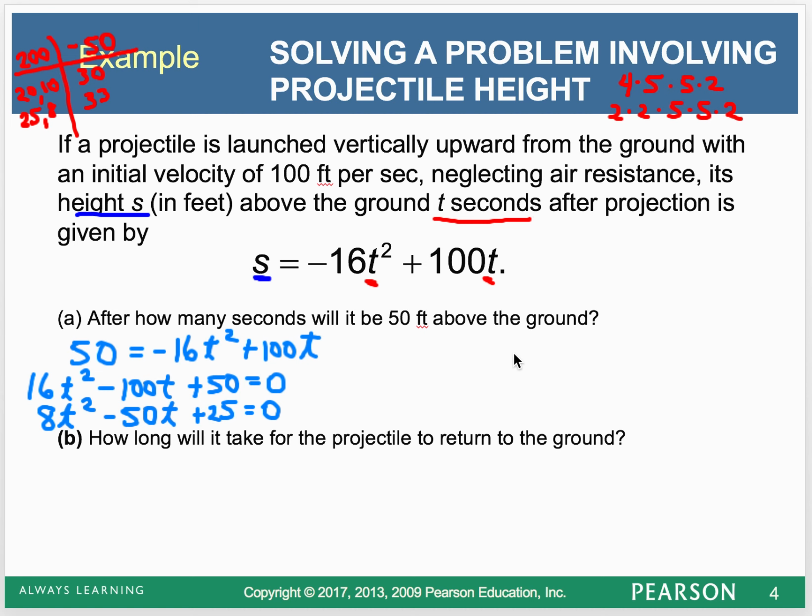Okay, so if it doesn't factor, I can complete the square. But completing the square is going to make a fraction. So this is a quadratic formula equation. All right, so let's plug it into the quadratic formula. x equals negative b, so negative negative 50, plus or minus the square root of b squared minus 4 times a times c, all over 2a.